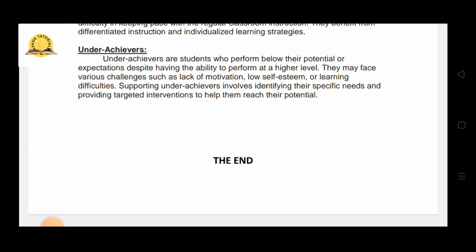Then learning difficulties. See, learning difficulties is a general problem. Almost everyone has learning difficulties, right? They are not able to learn at the same pace, and they are not able to understand the concept taught to them at one go. So these kinds of difficulties are always there. Now supporting underachievers involves identifying their specific needs and providing targeted intervention to help them reach their potential. As teachers, we can help these underachievers by understanding what the problem is or what challenges they are facing, and accordingly we can take steps to help them and guide them, right?